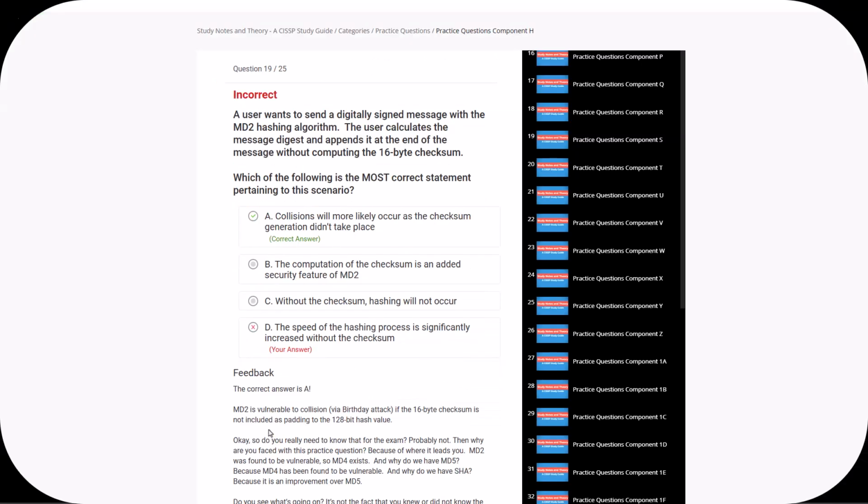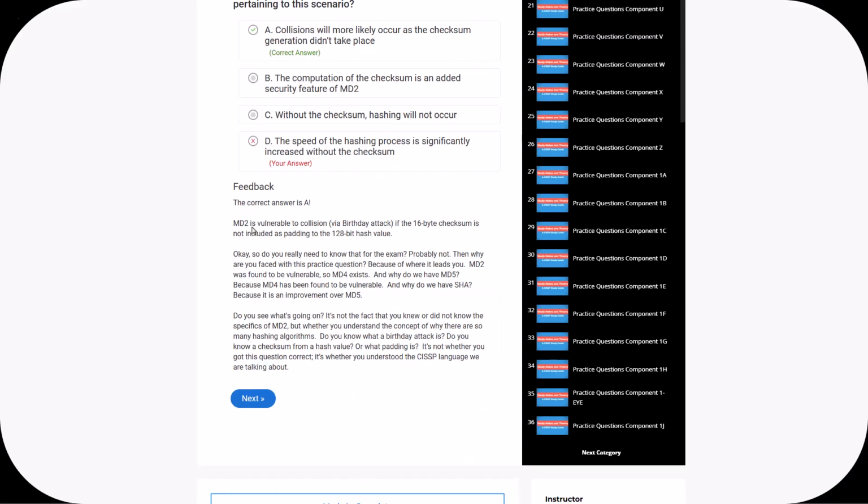Oops, it's not that answer. What's the right answer? Collisions will more likely occur as the checksum generation takes place. Why? MD2 is vulnerable to collision via a birthday attack if the 16-byte checksum is not included as padding to the 128-bit hash value.